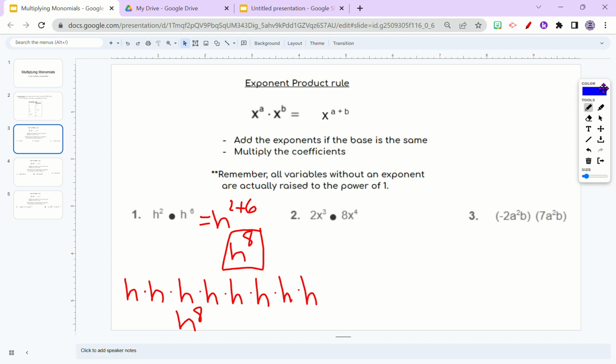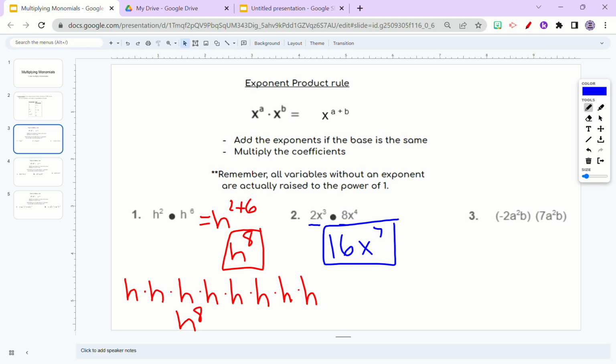All right, so here we have 2x cubed times 8x to the 4th power. This one has coefficients 2 and 8. So we're going to multiply those coefficients. 2 times 8, and we get 16. X cubed, and then x to the 4th. So we're going to keep the base of x, and we are going to raise it to the sum of 3 and 4, which is 7. All right? So the 7 is attached only to the x, not to the 16. So we have 16x to the 7th power.